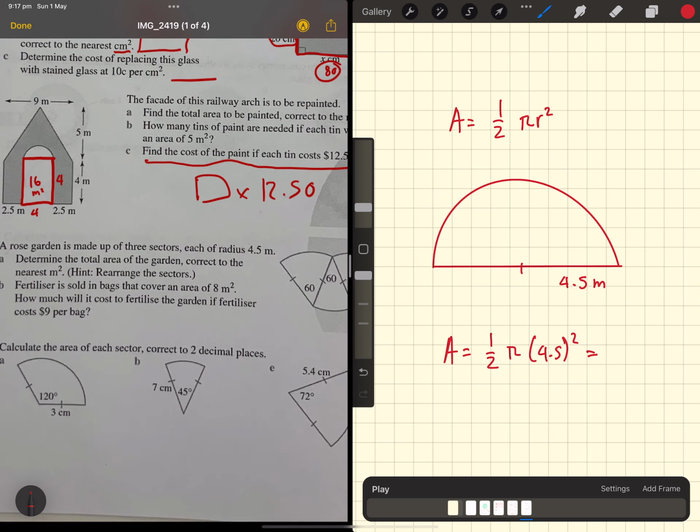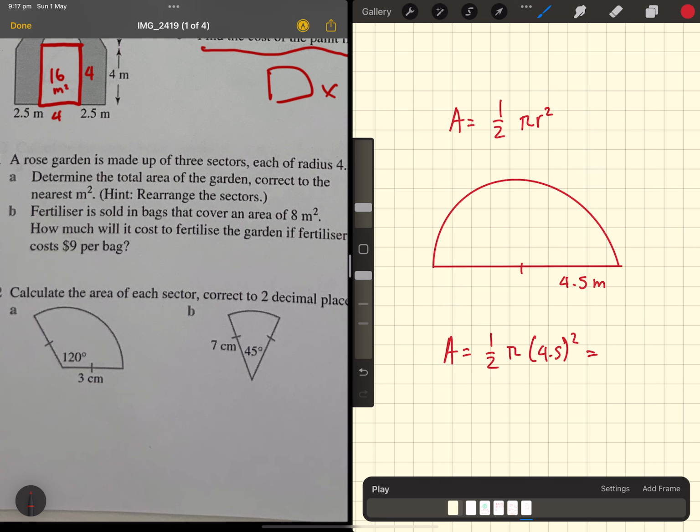Okay. Question 11 says fertilizer is sold in bags that cover an area of 8 meters squared. Maybe I'll help you with this one. So for the first part, I'm going to answer this one here. It'll be 4.5 squared times pi divided by 2. This will be 31.8 meters squared.